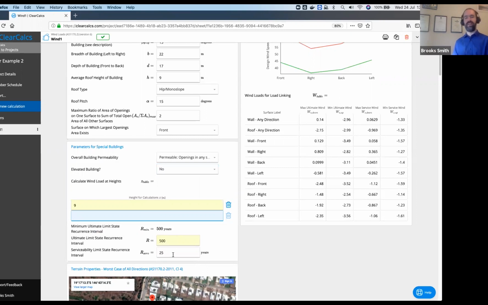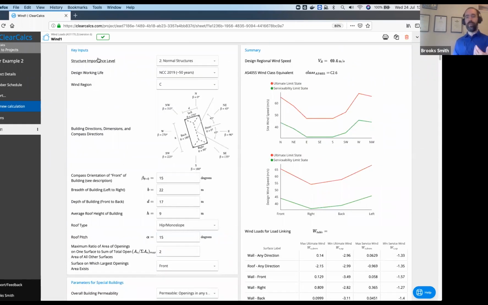If you would like to fine tune what your recurrence interval is, by default, it's 1 in 500 for most category 2 structures, importance level 2 structures. You can also fine tune what your recurrence interval is for serviceability. In many cases, 25 years is a good value. You might want to make that larger or smaller, depending upon your client's desires there, and we do allow you to do that as well. So those are our two examples that I want to demonstrate here.